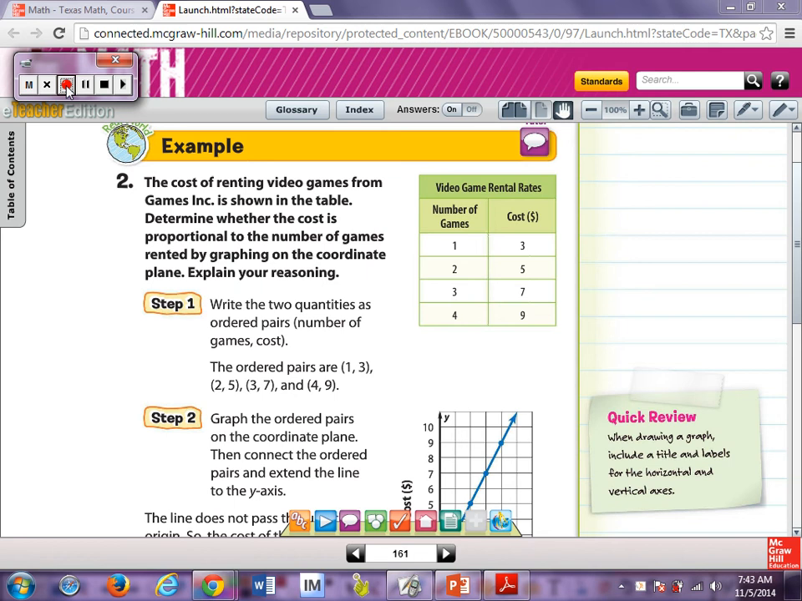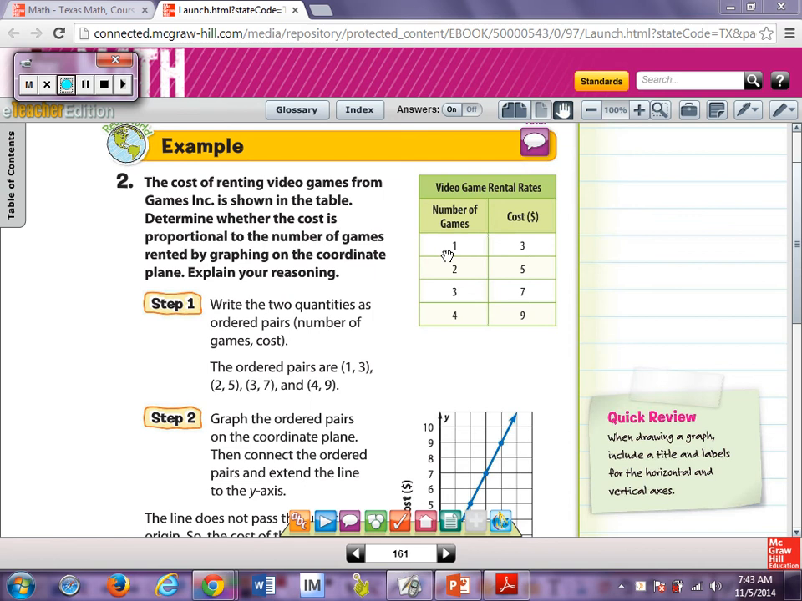All right, so now we are on page 161, and I'm looking at example 2. The problem reads as follows. The cost of renting video games from Games Incorporated, or Inc., is shown in the table. Determine whether the cost is proportional to the number of games rented by graphing on the coordinate plane. Explain your reasoning. So here they give us a nice little data table.